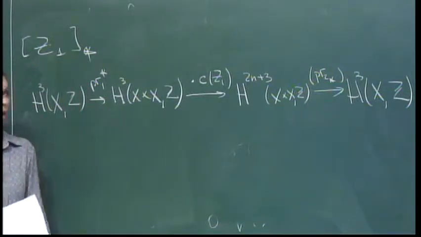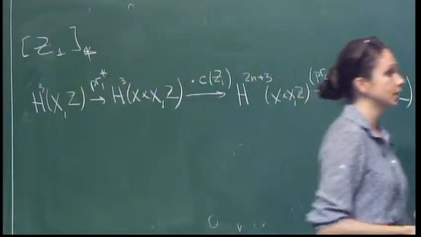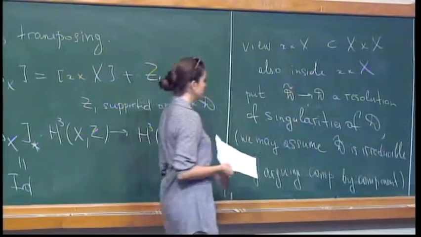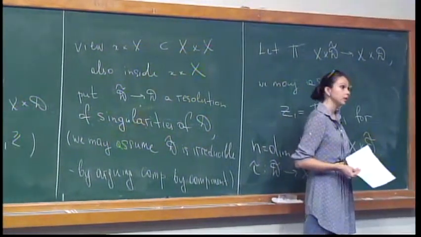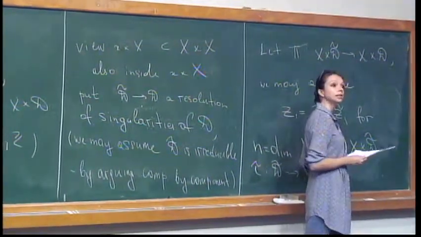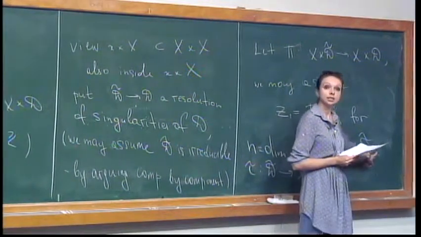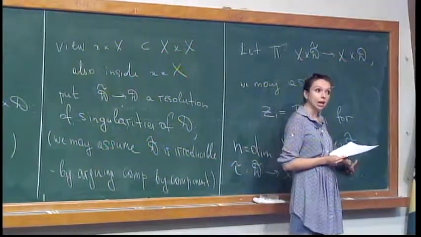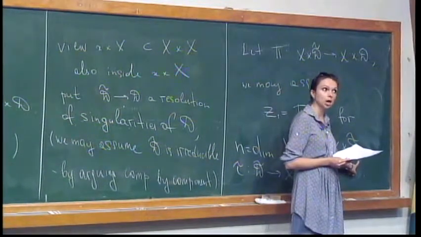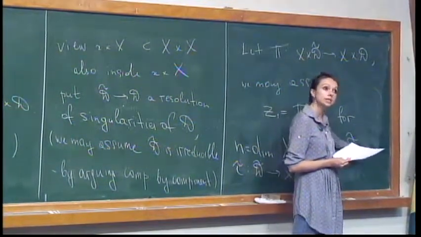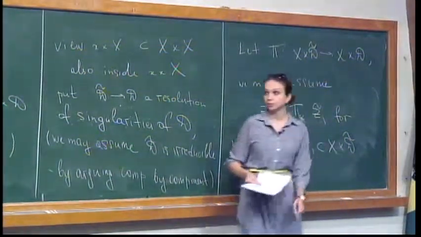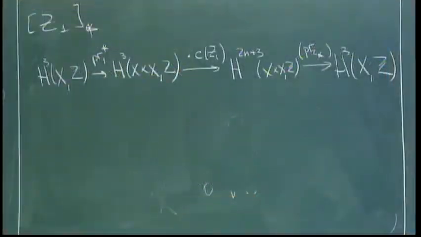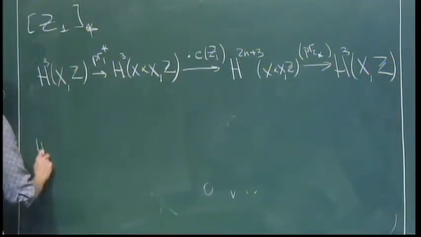Now remember that this Z1 actually lives inside here. This Z1 living inside X cross D tilde allows us also to define maps between the cohomology of X and the cohomology of D tilde. I will write it down on the line, just below this one. We start with X, right?